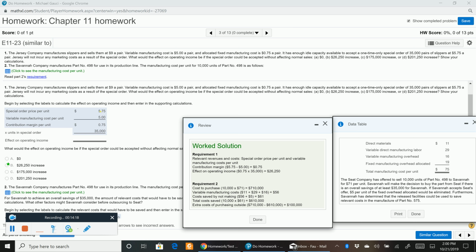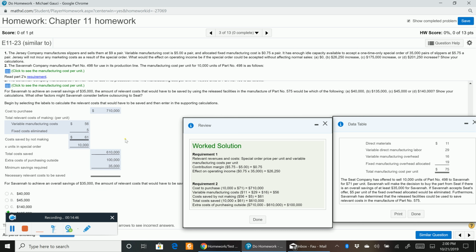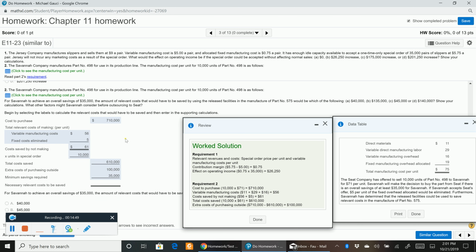So if we accept a special sales price of $5.75, we'll subtract our variable cost per unit, which we said was 5. So we are making additional contribution margin. Not a lot, but a little bit, 75 cents. Multiply it by the special order of 35,000, and you will get 26,250, which is the effect on the operating income. Now part 2, we have a decision whether we should make it ourselves or buy it outright.